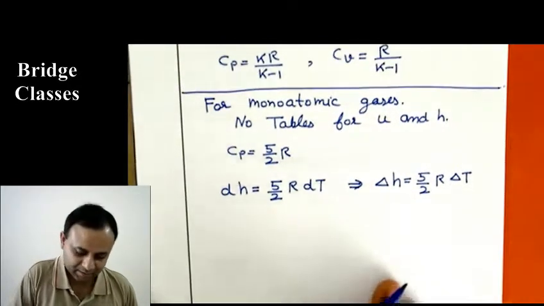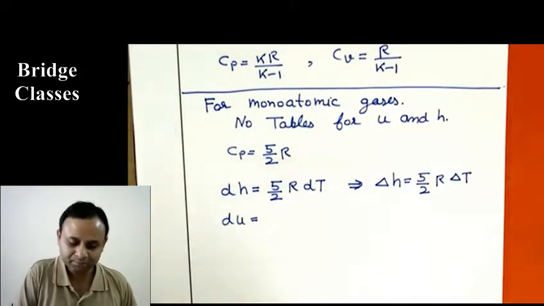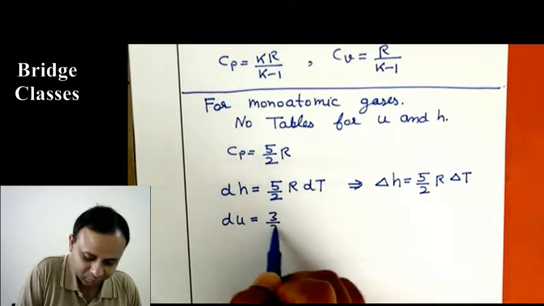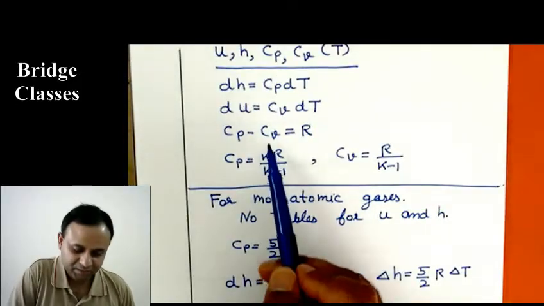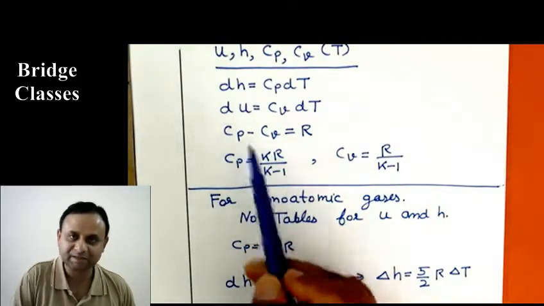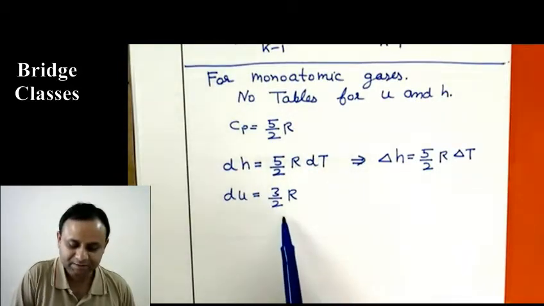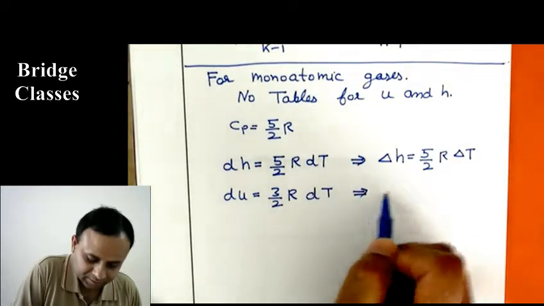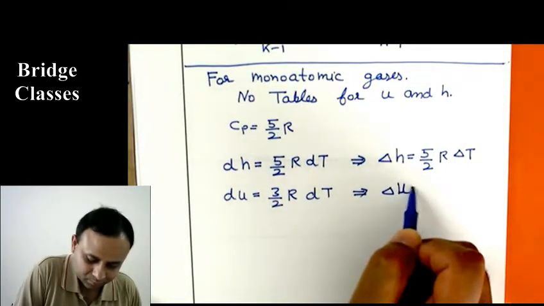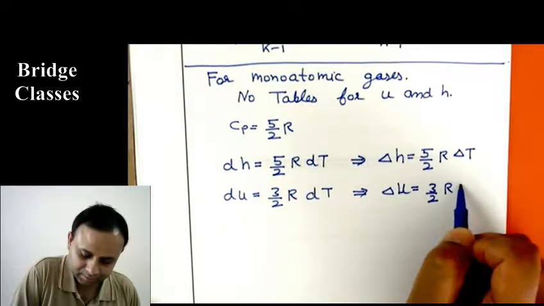And du is Cv dT. Cv will be 3/2 R, because Cv is Cp minus R. So 5/2 R minus R is 3/2 R dT, and you integrate this, you get delta u is 3/2 R delta T.